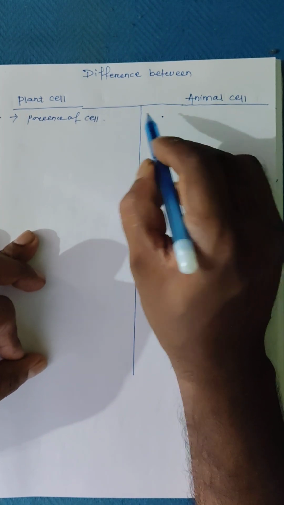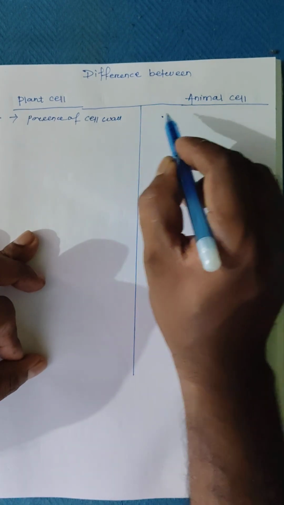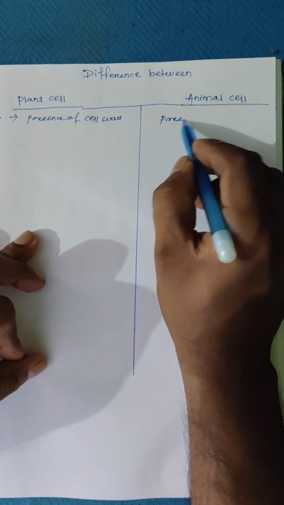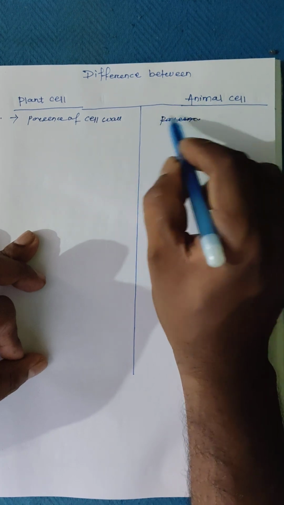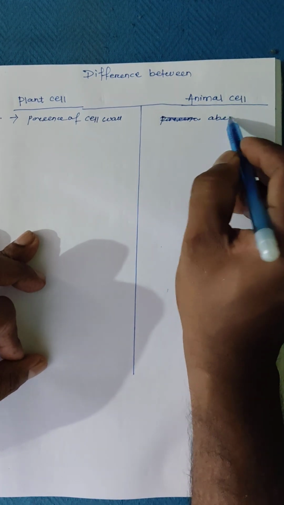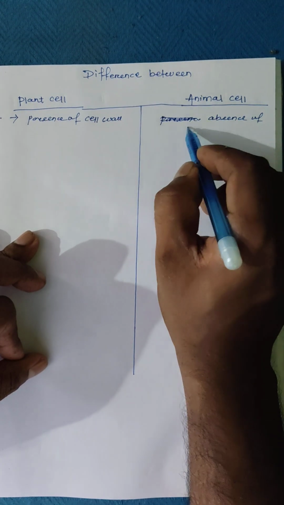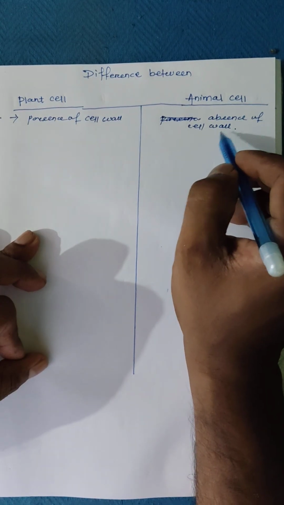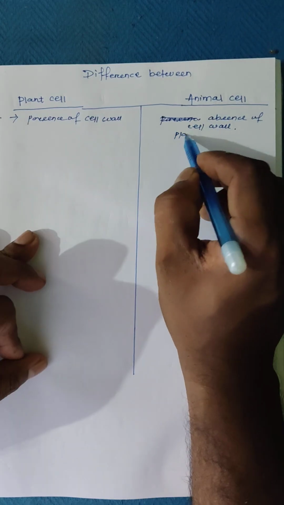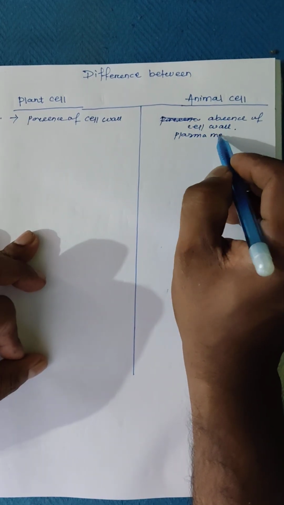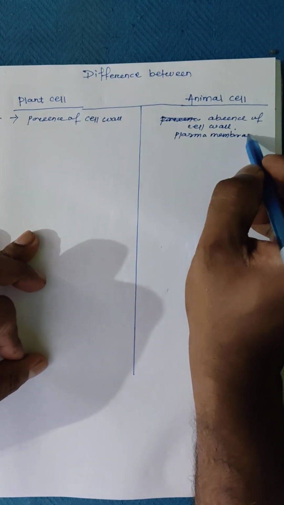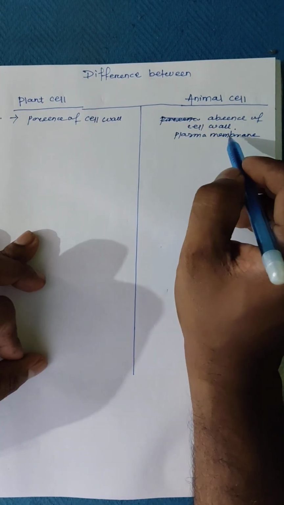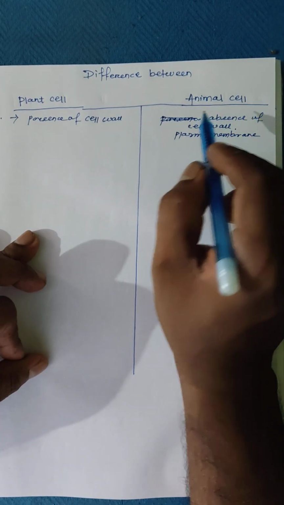That is the presence of cell wall in plant cell, and here in animal cell there is absence of cell wall. The limiting layer is the plasma membrane, or cell membrane. The outer limiting layer is the plasma membrane in case of animal cell.